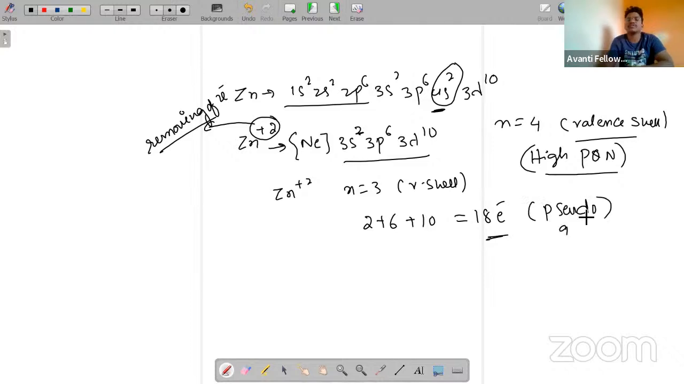Pseudo-inert gas configuration. I hope you guys are clear with this. If you are clear with the pseudo-inert gas configuration, let me know through the chat box. Are you clear with this? Please let me know through the chat box.